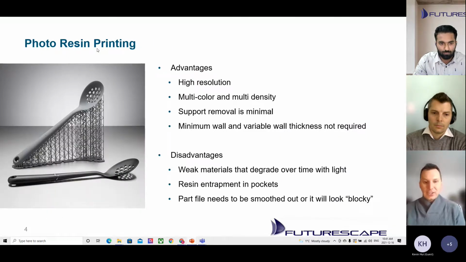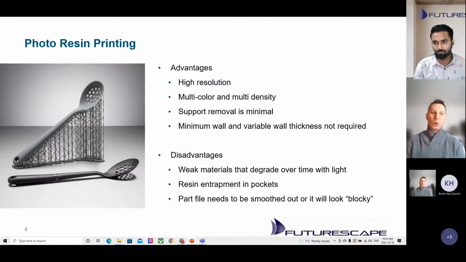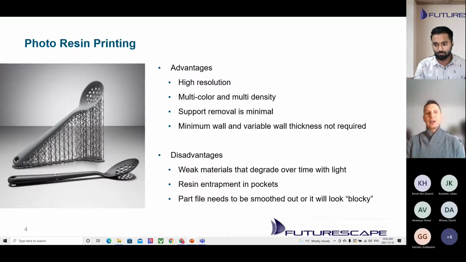Okay, so let's go through the advantages and disadvantages of what these different technologies can do. So first off, there's photo resin printing. With the advantages of resin printing, the reason a lot of people like this technology is for concept modeling, and it truly is a powerful 3D printing technology. Why? One, because you can do high resolution. What I mean by that is you can do very fine detailed features. So if you have little small holes, little dowel pins, or if you want a nice smooth surface finish, it has a very nice finish for parts.